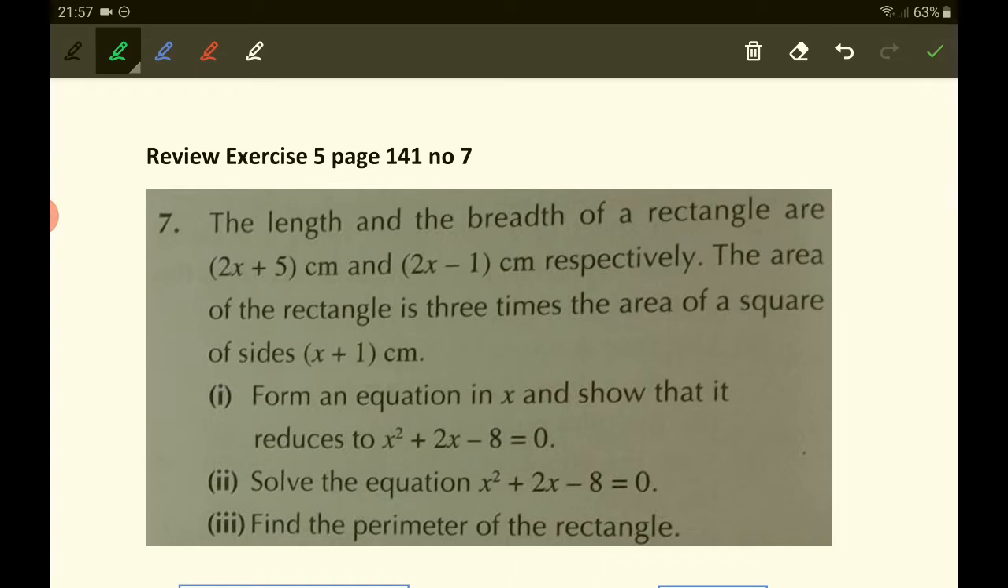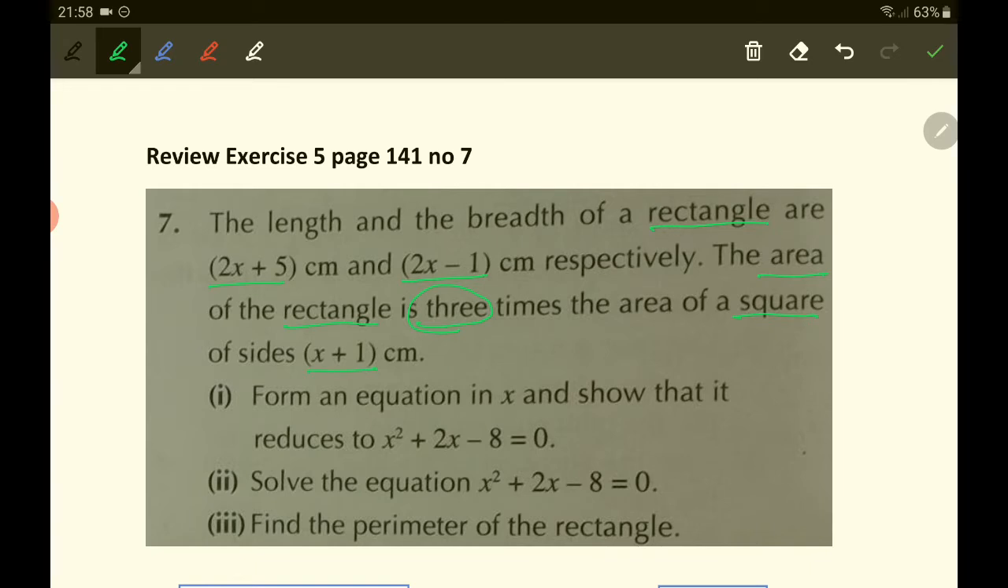Okay, now we are on the next question. Review exercise 5, page 141, number 7. The question is this. The length and the breadth of a rectangle are 2x plus 5 centimeter and 2x minus 1 centimeter respectively. And the area of the rectangle is 3 times the area of the square of side x plus 1.